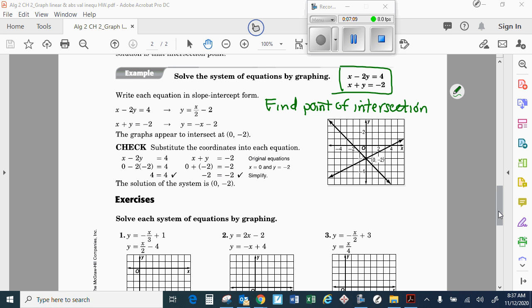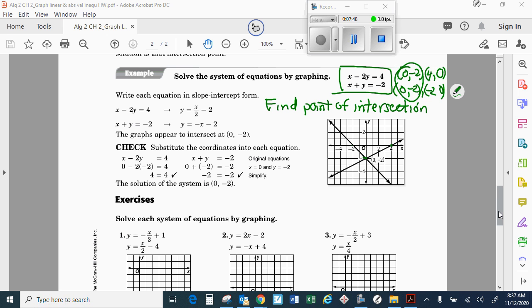If x equals 0, y equals negative 2. If y equals 0, x equals 4. So you see 4, 0 and 0, negative 2 right there. Graph that line. For the second one, x is 0, y is negative 2, and y is 0, x is negative 2. Obviously, we can already see our point of intersection. They both go through 0, negative 2 right there. So that's using the x and y intercepts to graph the line.